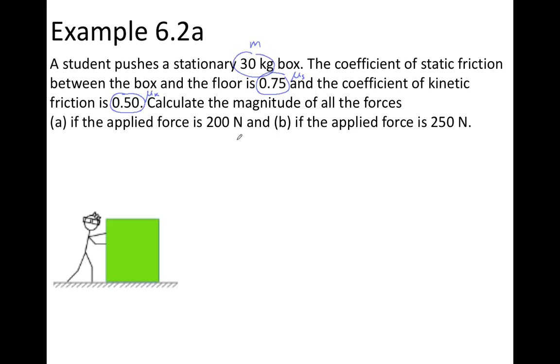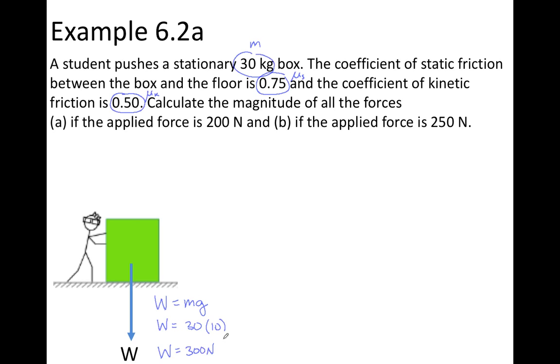Okay, we'll handle part A first, and then we'll look at part B when the applied force is 250 newtons. So all the forces acting on the box. Let's draw a free body diagram. Acting down will be the force of gravity, called weight, and we can calculate that force. Weight is mass times g. We know the value of the mass is 30 kilograms. We know the value of g is 10, and so the magnitude of the weight force is going to be 300 newtons.